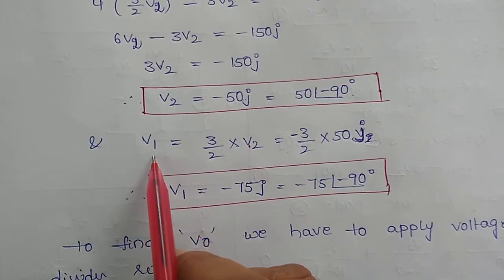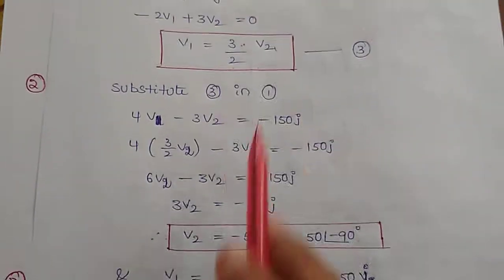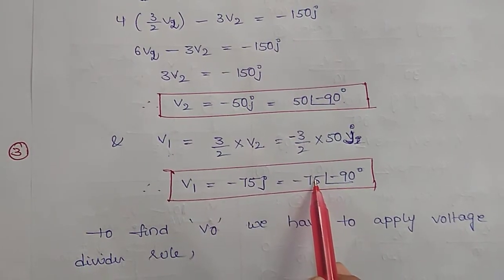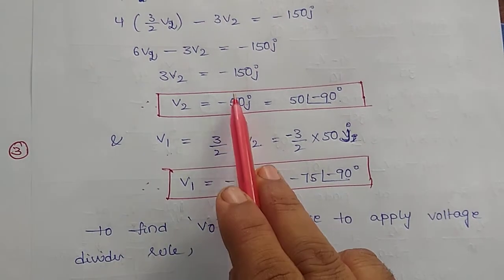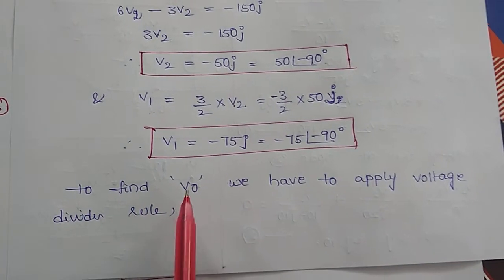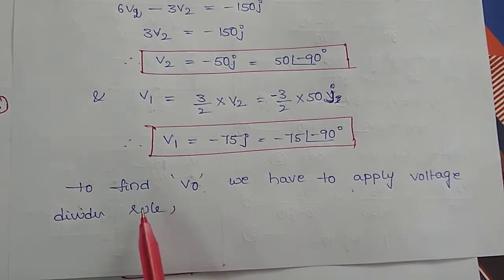Similarly I am going to find V1 also. V1 I have the relation 3 by 2 times of V2, from this expression. Then I can find V1 as 75 at an angle minus 90. Here I have V1 and V2, which are the unknown node voltages which we have assumed. But in order to find out V0, we have to apply the voltage divider rule.